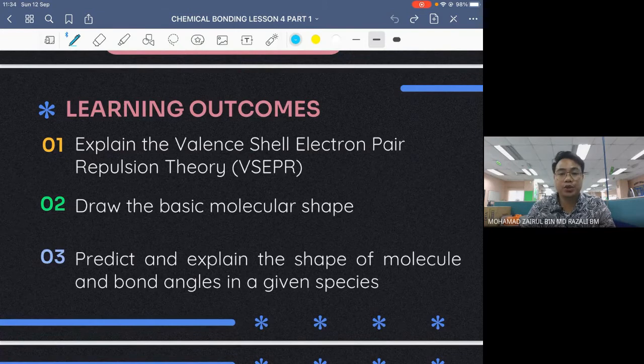By the end of this lesson, you should be able to explain the valence shell electron pair repulsion theory, also known as VSEPR theory. The second learning outcome is you should be able to draw the basic molecular shape from a given molecular formula. And the third one, you need to be able to predict and explain the shape of the molecule and also the bond angle in a given species.